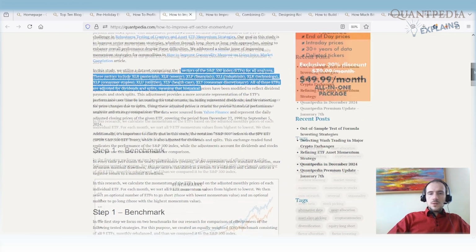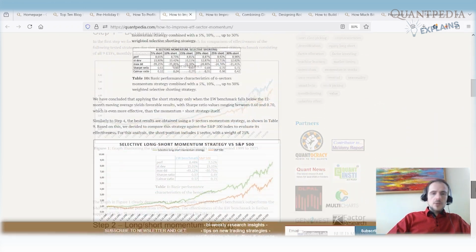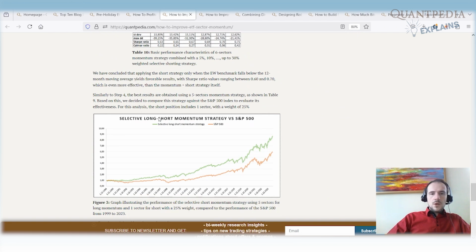So what we tried is we implemented selective shorting. Using this selective shorting, we were able to outperform the benchmark, outperform the S&P 500, and improve the performance of sector momentum strategies. So if you are interested, take a look at this article.